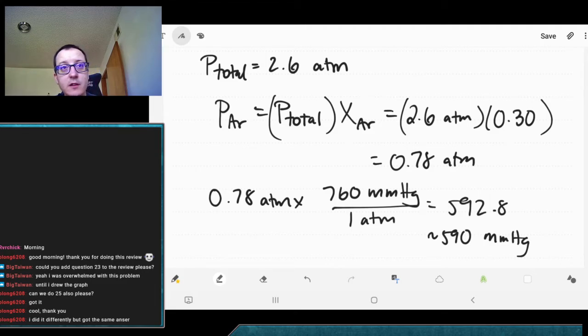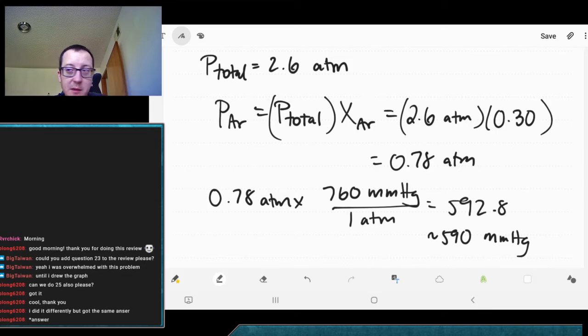You can convert it first. You should get the same answer, because mathematically, there are lots of ways to do one problem, and usually they'll all work out. Okay, so let's do 23 and then 25.